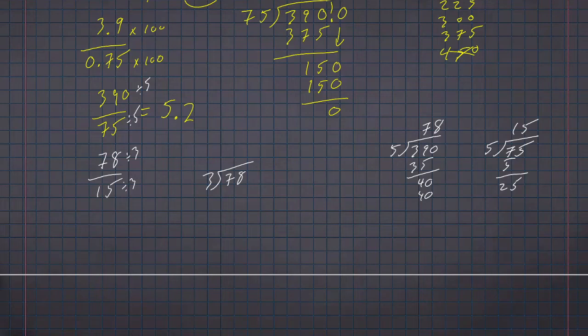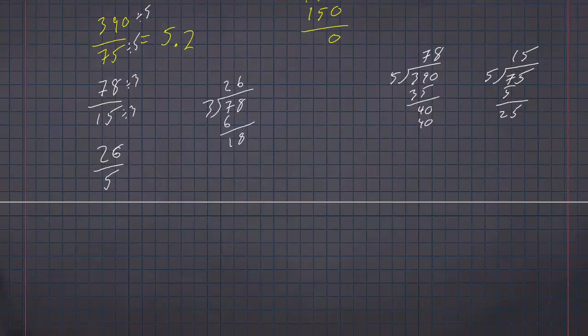3 goes into 78, well, 3 goes into 7 twice, 2 times 3 is 6. 3 goes into 18 6 times. And 15 divided by 3, you should know offhand, is 5. So we end up with 26 over 5. We've reduced the fraction, and if that's what you care about, then hooray. But we've also made it so that the division that we end up with is a lot easier.